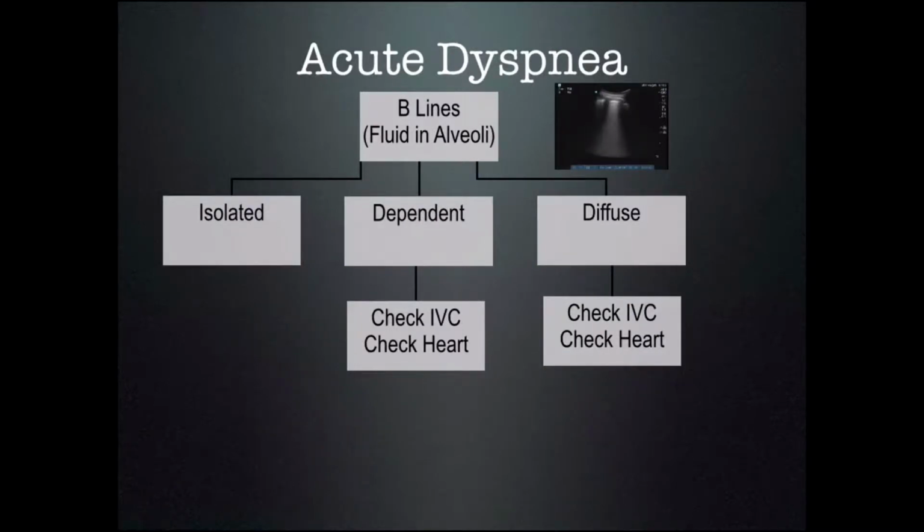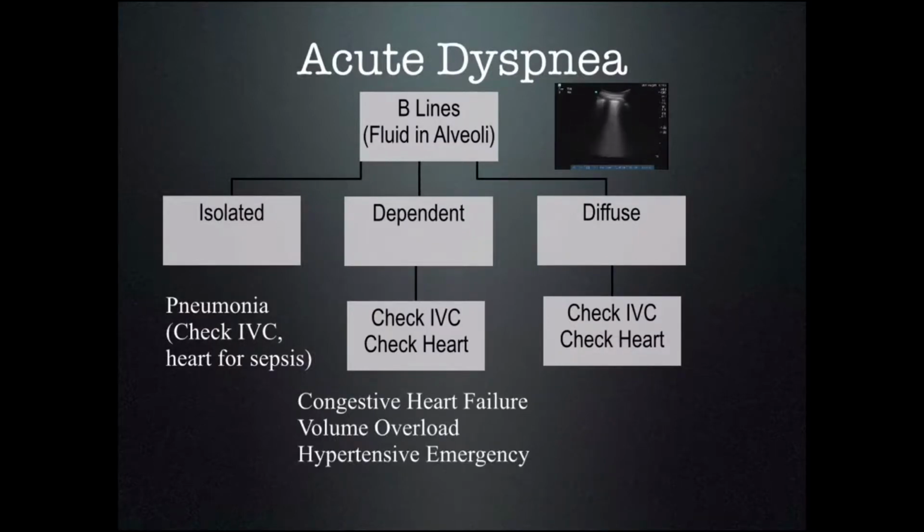If I see B-lines, I know that there's fluid in the alveoli, and I want to know, are the B-lines isolated? Are they dependent? Are they diffuse? If they're isolated, then I'm starting to think this is probably a pneumonia. And if it's a pneumonia, then I want to check the IVC and look at the heart for sepsis. If it's just dependent, then I want to check the IVC.